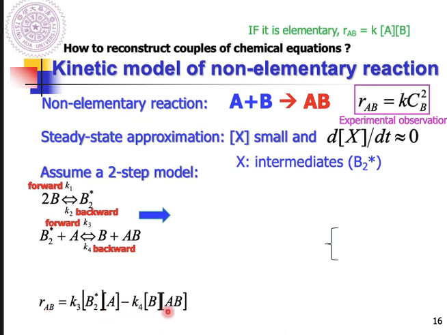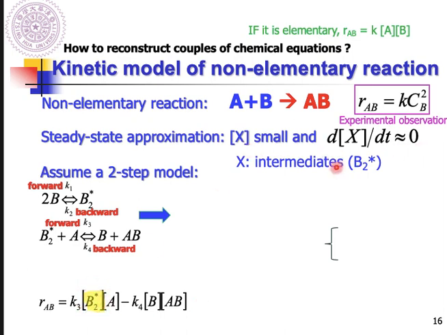But please take a look at these equations. We know A, B, B, right? But the one we don't know is the concentration of this intermediate B2 star. So as long as I can get the concentration of B2 star and put it back here, then I can get RAB, right? So next is how to get B2 star.